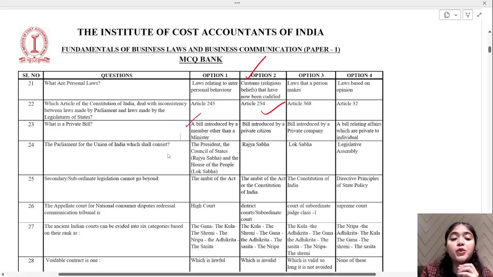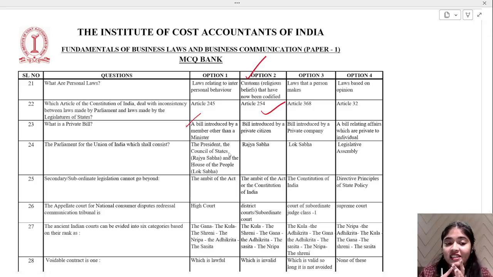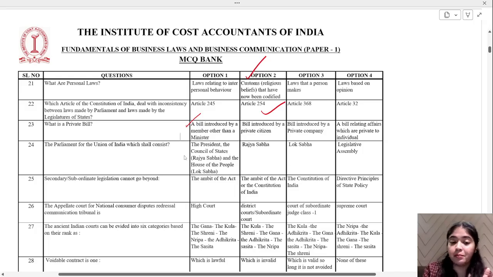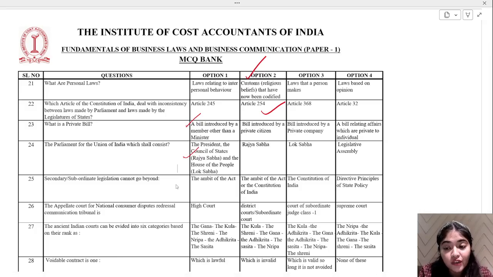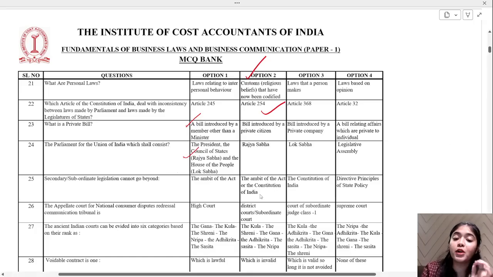The Parliament for the Union of India shall consist of what? President, the Council of States, Rajya Sabha, and the House of the People, Lok Sabha, or Legislative Assembly. Union of India, everything: President, Council of States, and the House of the People, Lok Sabha. Okay. Yes, let's go ahead. Secondary or subordinate legislation cannot go beyond the ambit of the Act, or Constitution of India, or directive principles of state policy. Option number 2 is correct, ambit of Act or Constitution of India.